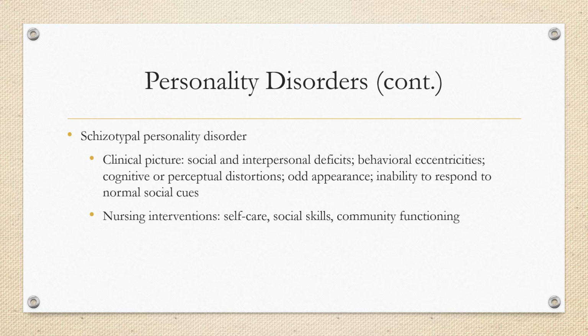The person may experience ideas of reference, magical thinking, preoccupations, or have odd beliefs. They may be anxious around other people and have limited capacity for close relationships, frequently having only one close relationship that's usually with a first-degree relative.